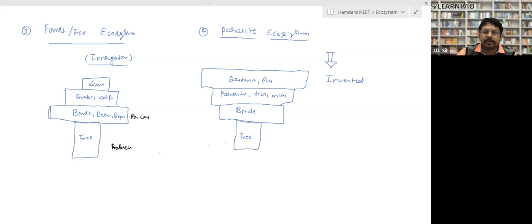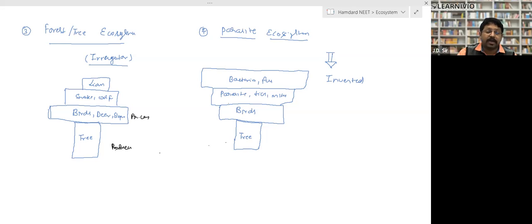Now when we talk about the parasite ecosystem, we talk about the parasite chain. So in the parasite chain, again the tree is at the base. Now who are the parasites on the tree? They are the birds, so the number of birds is more. Now the parasites like lice, ticks, and mites, their numbers are more than the number of birds, because every bird may have hundreds or thousands of ticks and mites, right? Again, on these parasites, the number of bacteria and fungi living on them will be more.